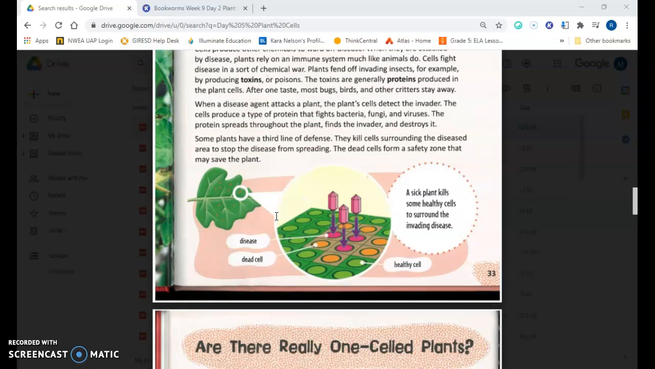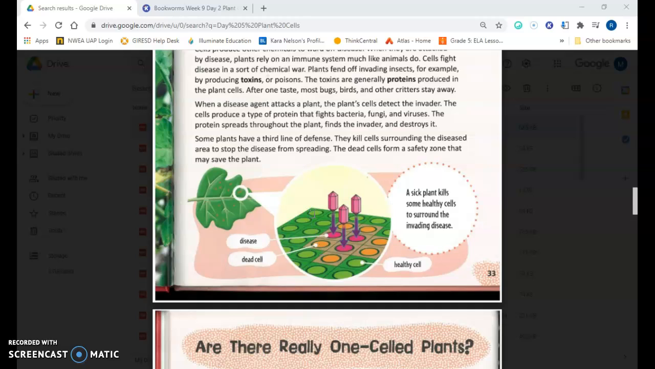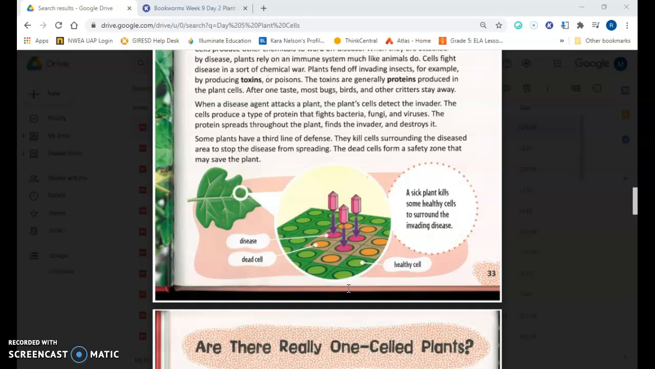So a quick recap here. Go ahead and answer this question. How can plants fight diseases? Down here we have a diagram. It says a sick plant kills some healthy cells to surround the invading disease. So they're pointing out to us, this is like what I was saying in that last couple paragraphs. So here's the disease in the pink, is what they're showing us. And then they've got these cells around it that they killed off. So that way it forms this barrier from the healthy cells.